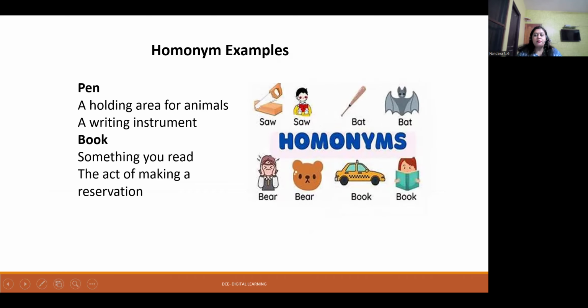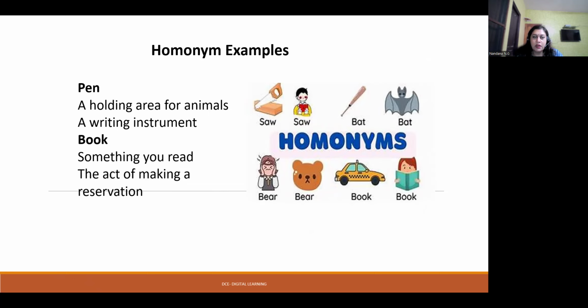A few more examples. I've tried to include as many simple examples as possible. The examples for homonym, the first one, pen. As a student, the first meaning you will be familiar with is how you use it as a writing instrument. The other meaning of the word pen is a holding area for animals. For example, the pig pen, where all the pigs are put together, or a clear area where animals are held together. So pen as a homonym has two meanings.